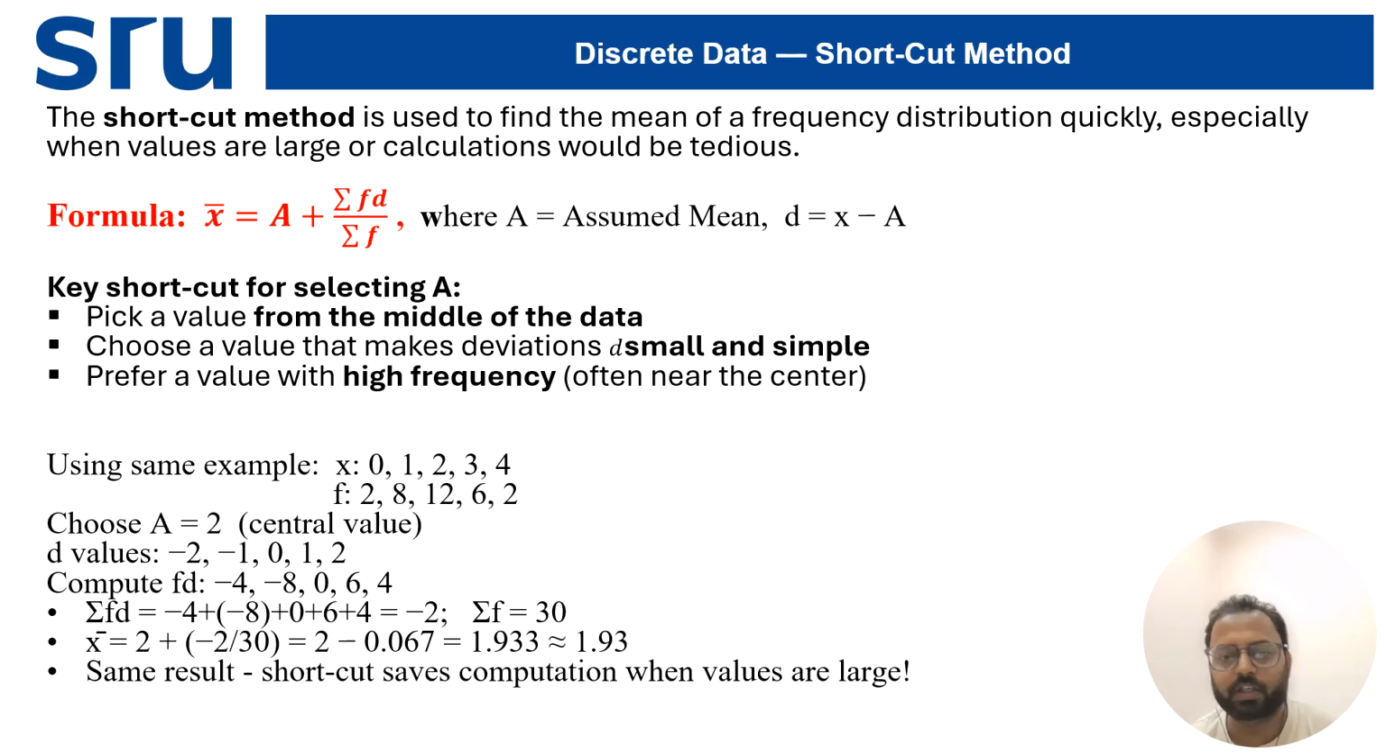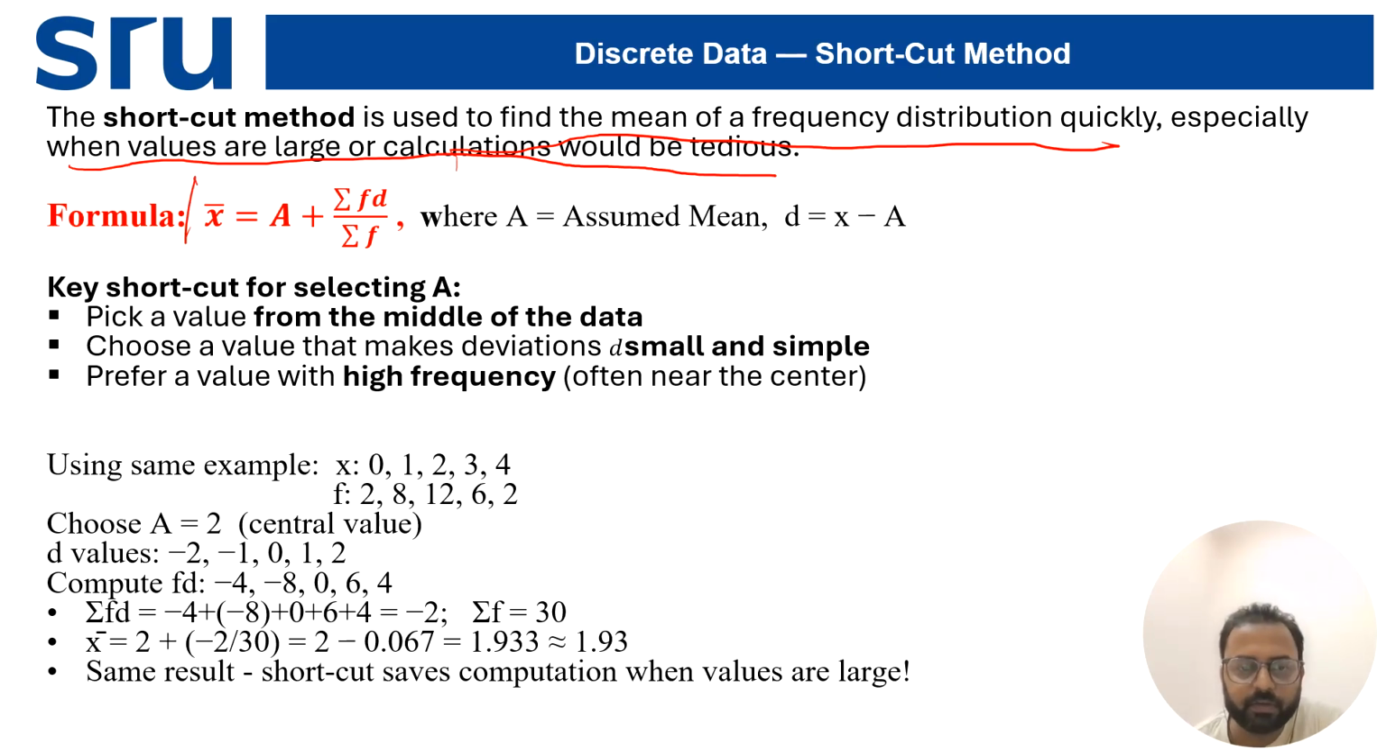So now we come to the shortcut method for discrete data. This shortcut method is mostly used to find the mean of a frequency distribution. By using this, we get the mean value quickly, when the calculations would be tedious and when the observations are very large.